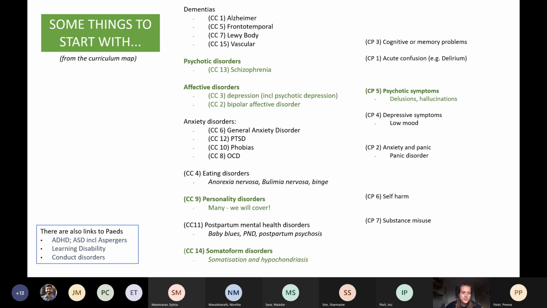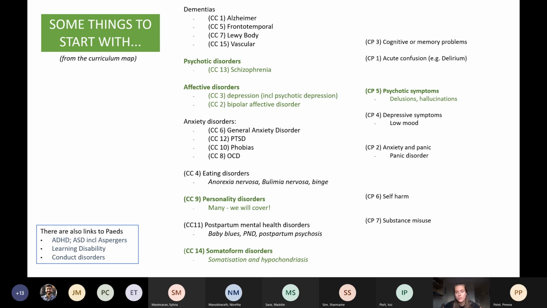specialty. So I don't know how many of you use the curriculum map. Personally, I don't use it all too much, but I thought it would be quite a good place to start, just by ordering the core conditions and the core presentations that you have to know.